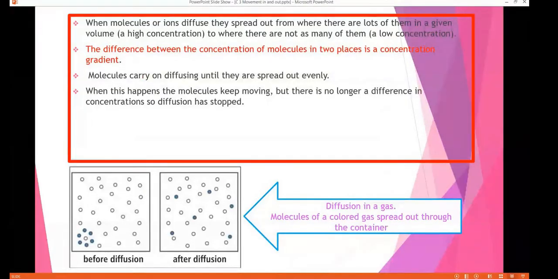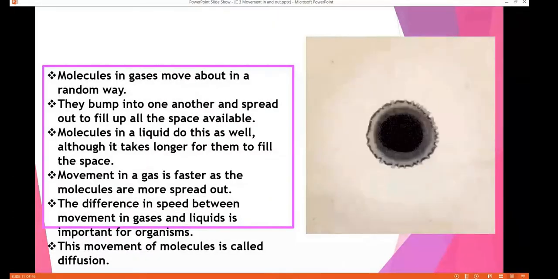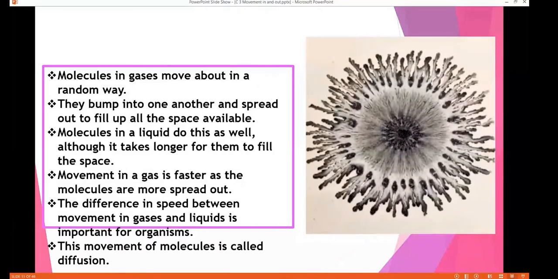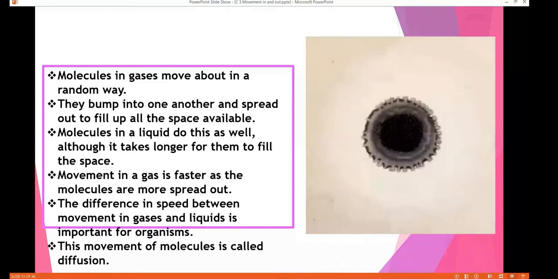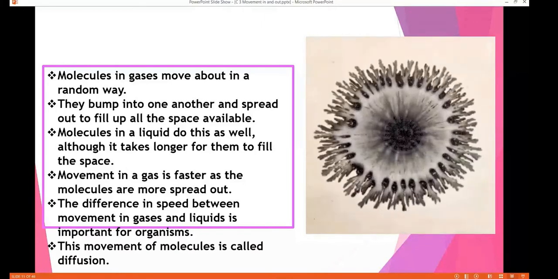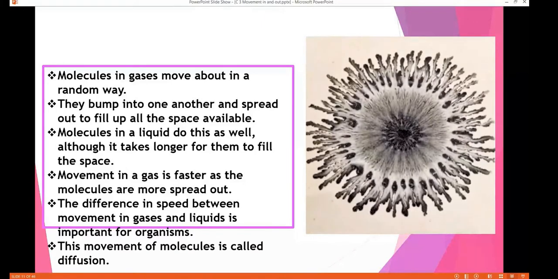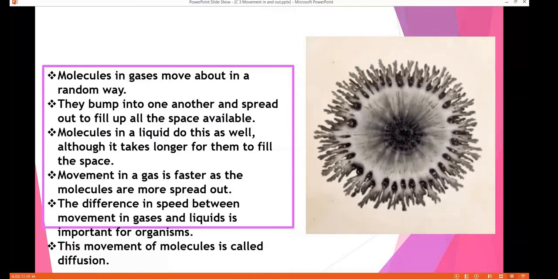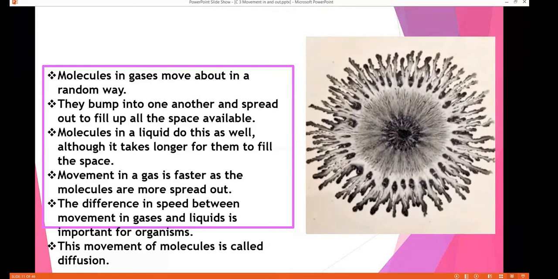Also, give me a moment. You can also see over here how diffusion takes place in liquids in this particular simulation. Molecules in gases, we already know, move faster compared to molecules in liquids, right? They bump into one another and spread out to fill up all the space available, and molecules in liquids do this as well, although it takes longer for them to fill up the space.